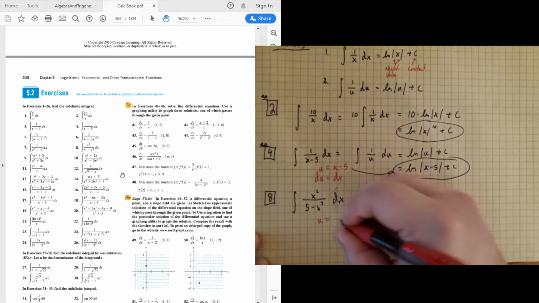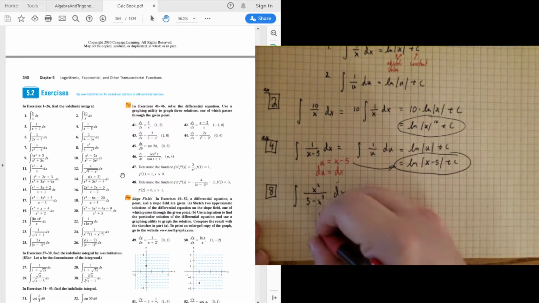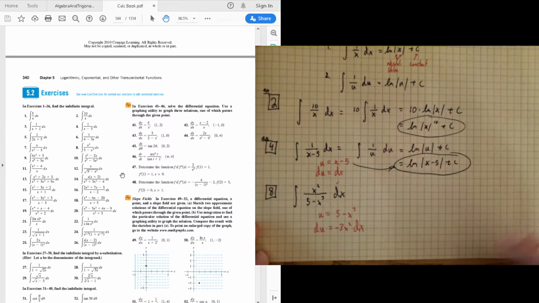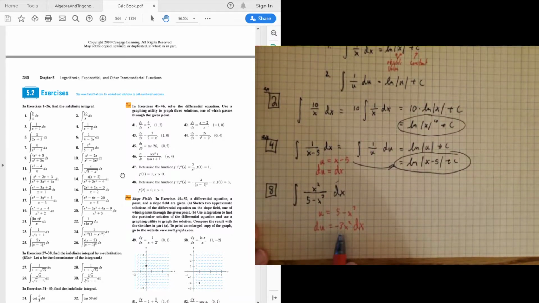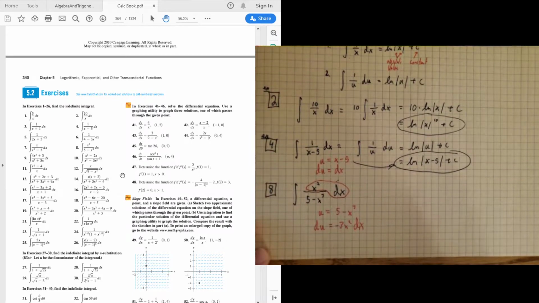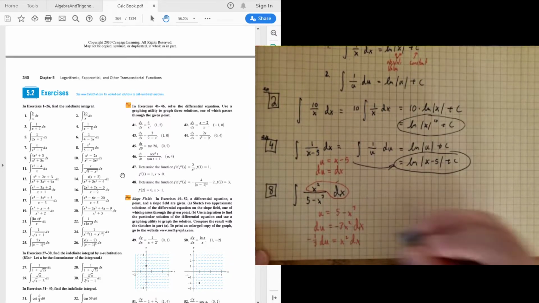In this case, the u I'm going to choose is 5 minus x cubed. When I choose 5 minus x cubed, I also need to know what du is. So du is going to be equal to negative 3x squared dx. Now, I don't necessarily have negative 3x squared dx. I do have x squared dx. So what I'm going to do is move that negative 3 over by division. So I do negative 1/3 du equals x squared dx.